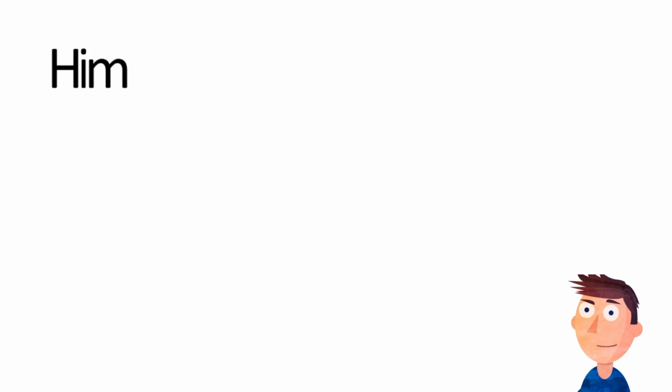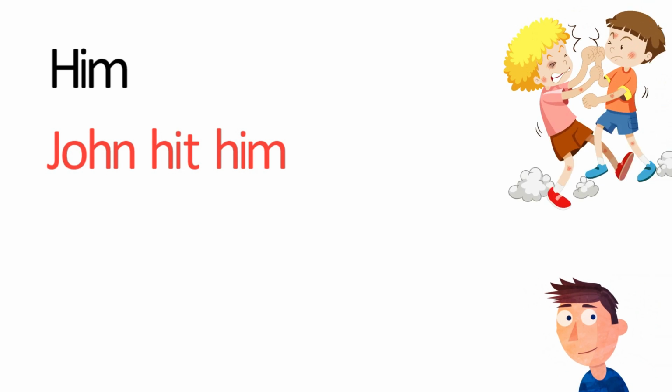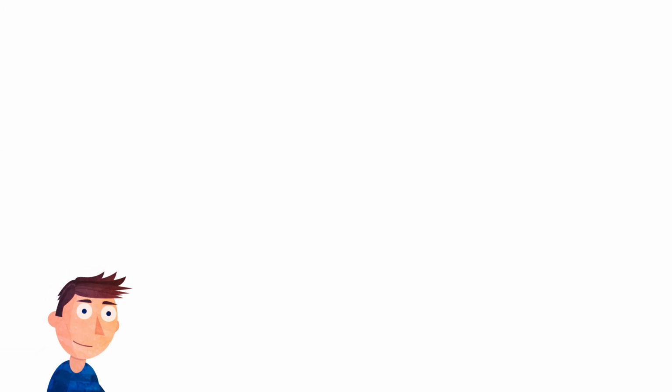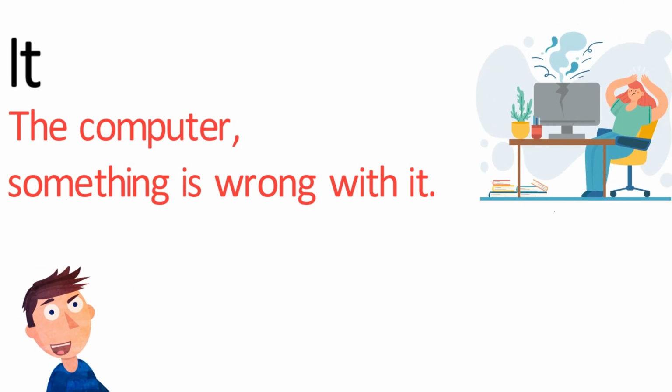Him, when he is the receiver of the action. Like, John hit him. It, when we want to describe something that happened to an object or an animal. Like, the computer, something is wrong with it.